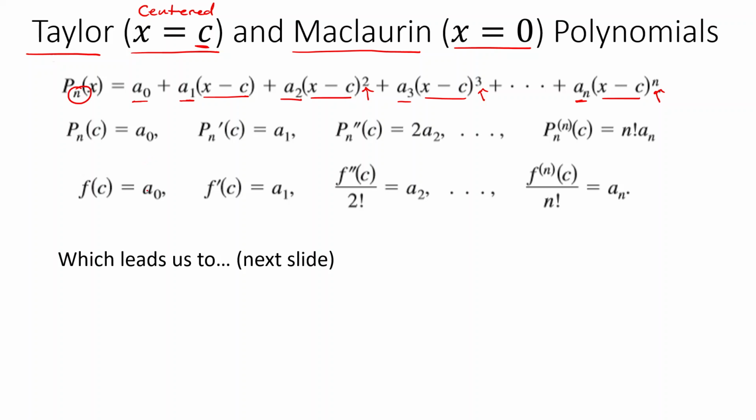All right, for the Maclaurin ones, we don't need this x minus c because it's x minus 0. So we just get rid of that minus c, and that's technically a Maclaurin polynomial. And the way we get all these a sub n's is we take derivatives and plug in where we're centered. So if we're centered at c, we take the derivative and we plug in c.